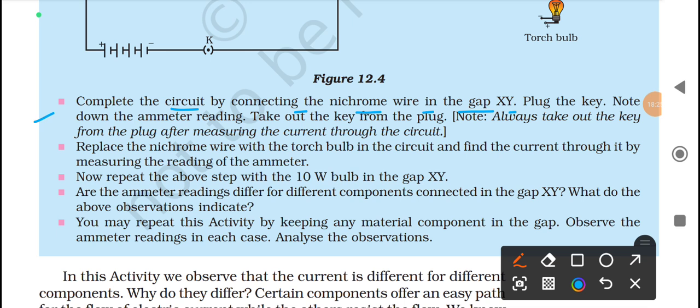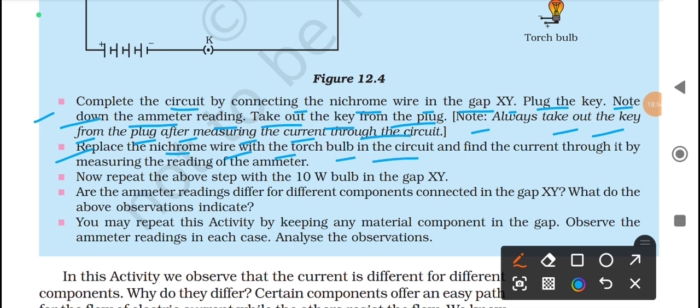Complete the circuit by connecting the nichrome wire in the gap XY. Plug the key. Note down the meter reading. Take out the key from the plug. Note: always take out the key from the plug after measuring the current through the circuit.